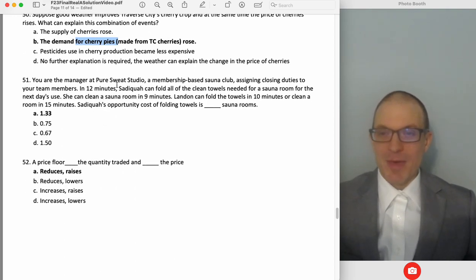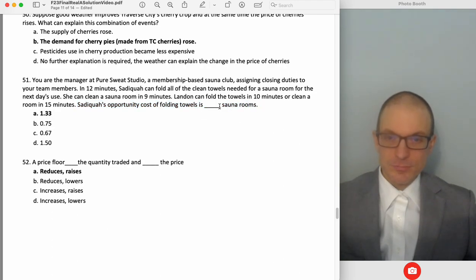So you're the manager at this sweat studio, and there are closing duties for 2 team members. Let's see. We want to know the opportunity cost of folding towels in terms of sauna rooms. So in 12 minutes, we can fold all the towels, or in 9 minutes, we can clean a sauna room. So there's a couple of different ways to think about this. You could just say, here's an hour available, how many towels and how many saunas, and then you could do a table or something.